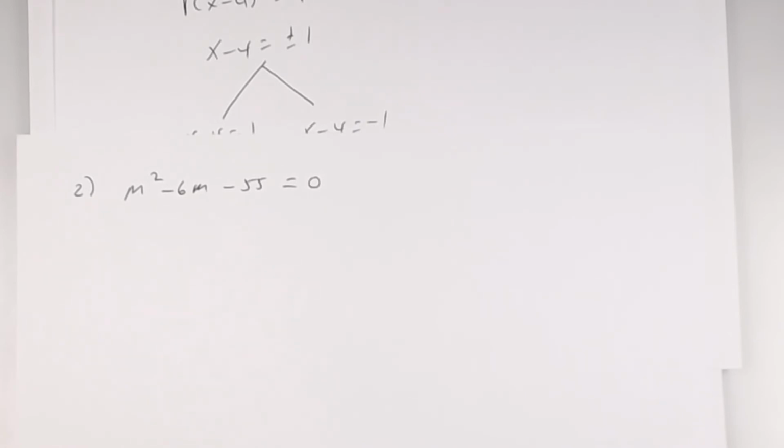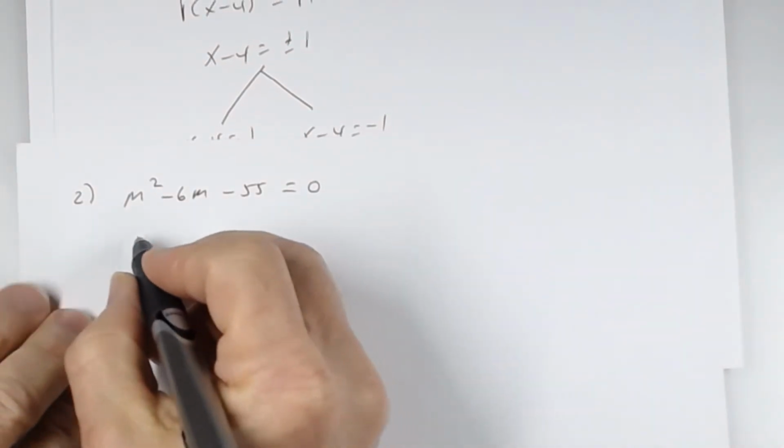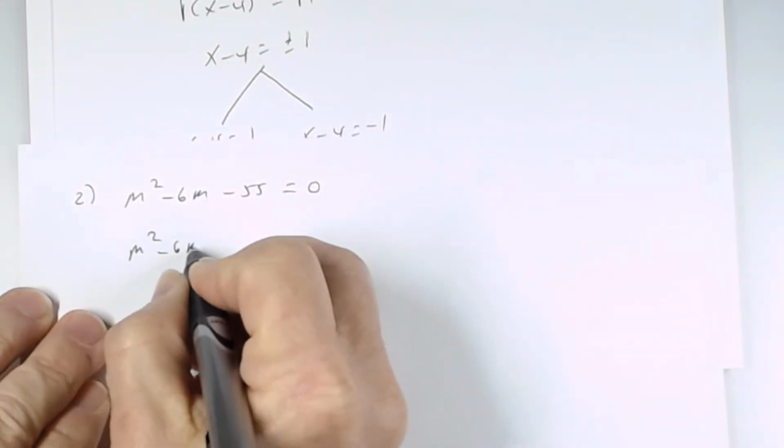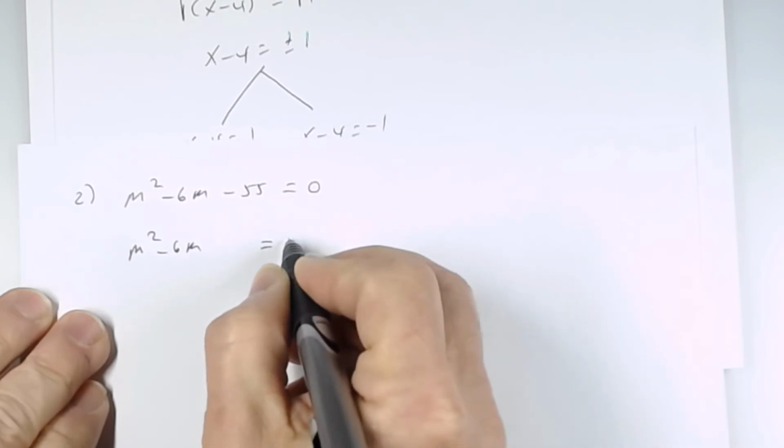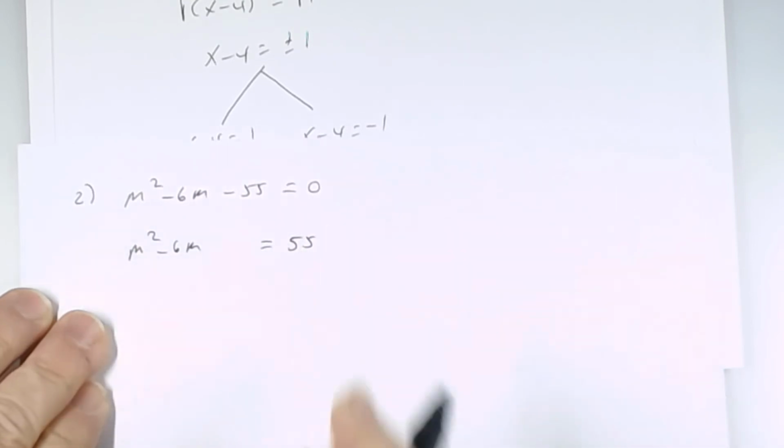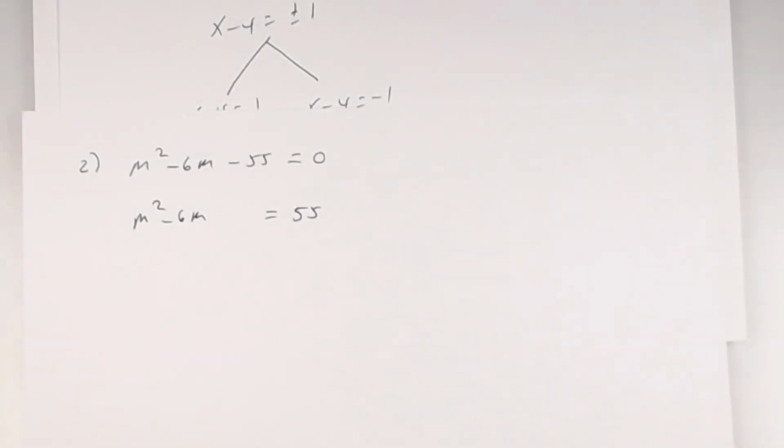Add 55 to both sides. So do you all agree that you would then write m squared minus 6m, leave some space, and that's going to equal what? 55? All right. So now we go to the next step.